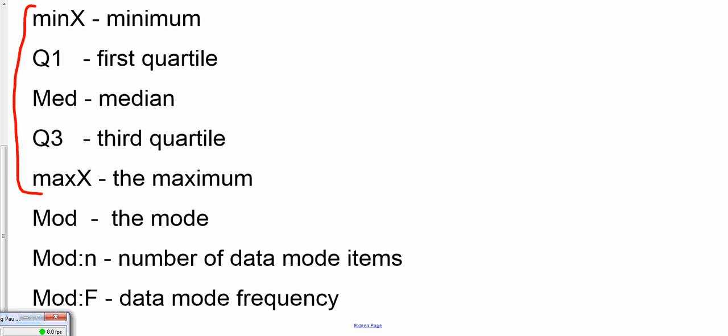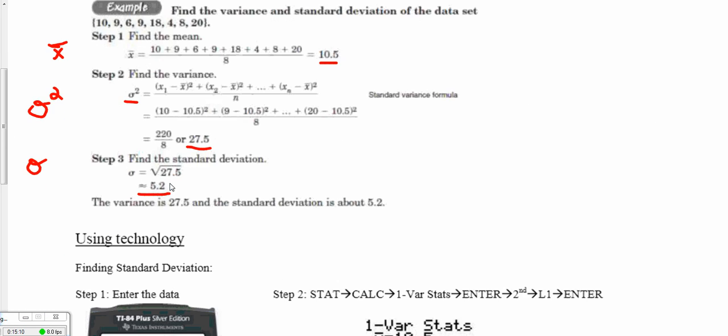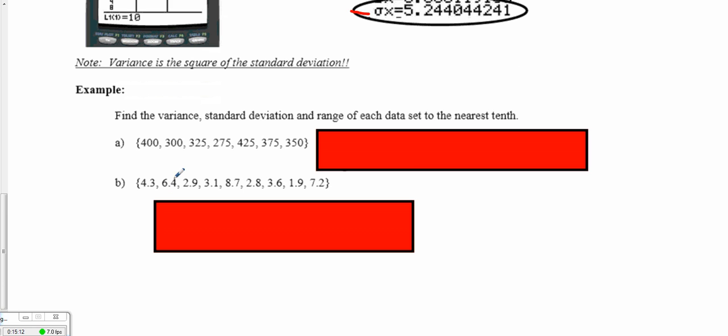MODF is the data mode frequency. So if 2 and 5 were both the modes, and they both happened 4 times, this would say 4. 4 is the number of times that our mode happened. So let's go back down to this example.